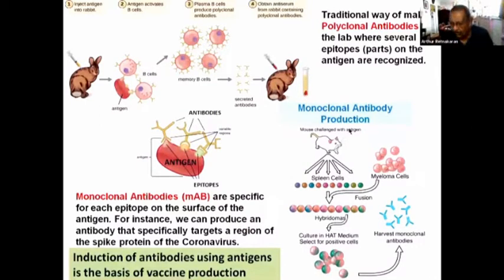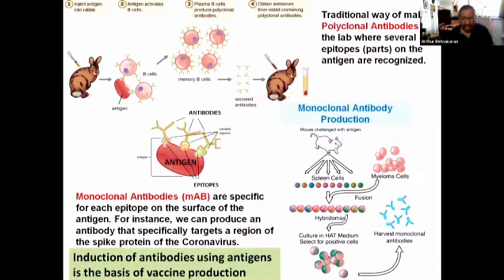Now, they produced one for the spike protein of the coronavirus, and they produced this monoclonal antibody. They were using this against the person. They were injecting this antibody into President Trump to control his viral infection.